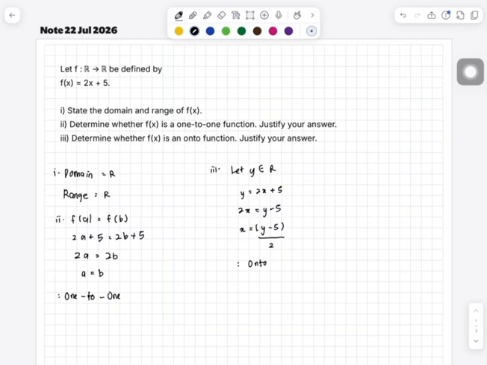In conclusion, the domain is the set of real numbers and the range is also the set of real numbers. The function is one-to-one because f of A equals f of B implies A equals B. The function is also onto because every real number has a corresponding input. Therefore, f of x equals 2x plus 5 is both one-to-one and onto.